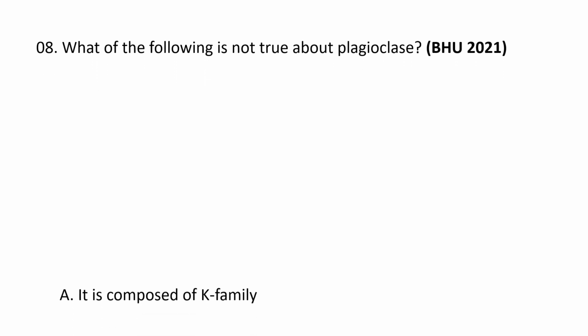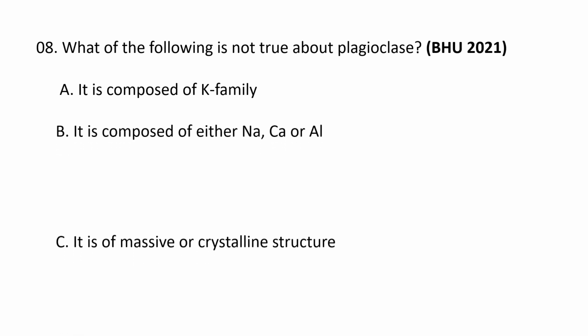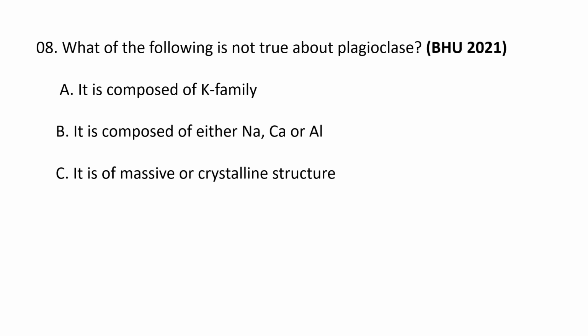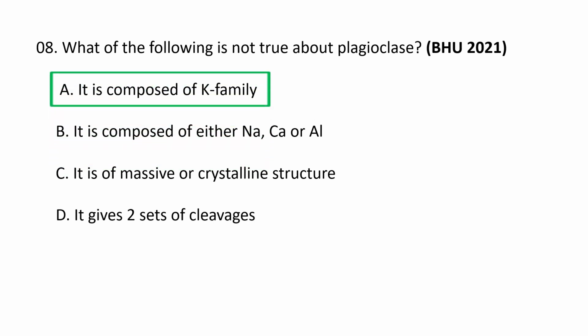Next question. Which of the following is not true about plagioclase? A. It is composed of potash family. B. It is composed of either sodium, calcium or aluminium. C. It is of massive or crystalline structure. And D. It gives two sets of cleavage. So the correct option is A, it is composed of potash family. This is not true about plagioclase, because plagioclase is not of the potash family. Plagioclase is a feldspar mineral series that includes sodium and calcium. While the potash feldspar contains potassium, plagioclase is a solid solution series between albite, that is sodium feldspar, and anorthite, calcium feldspar.